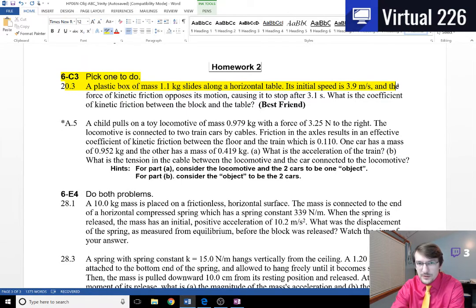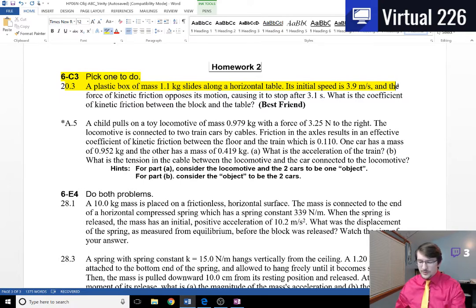Now I'd just like to point out, before we really begin this problem, that the box is sliding, but nothing is pulling it. Okay, so it was pushed or it started moving a while ago, and now it is sliding on the table. So nothing's really pulling it, anything like that.